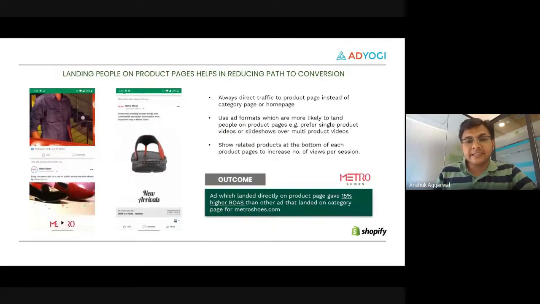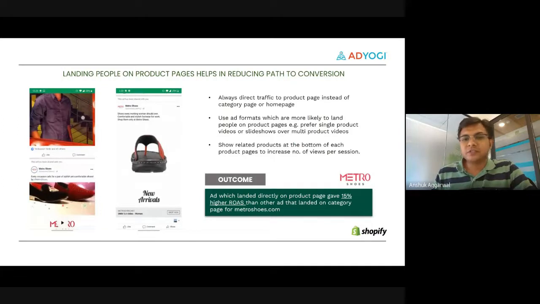And second thing which can be done to increase this number is actually land people on the product page. Now, this is very, very important. We have seen extensively across brands that when we land people on the home page, people typically get confused by the number of options on the home page. Instead, when we show a product on Facebook or Instagram or Google and land people on the product page, people typically have an easier path to conversion.